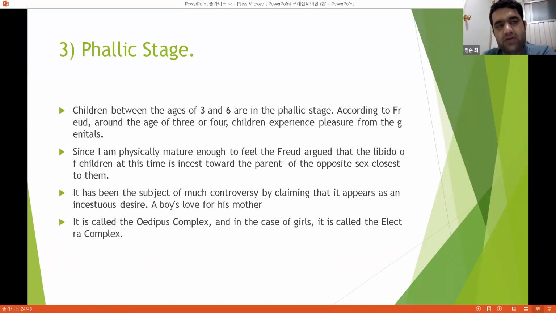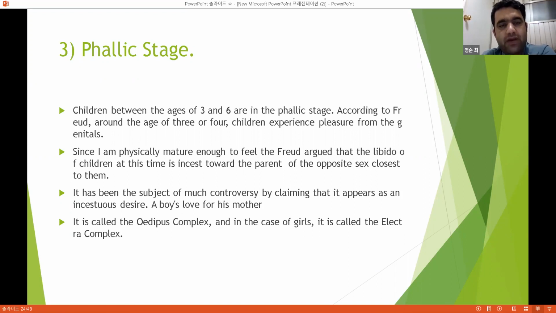Phallic stage. Now we want to understand what the phallic stage is. Children between 3 years and 6 years old are in the phallic stage, according to Freud. Around the age of 3 or 4, children experience pleasure from the genitals, since they are physically mature enough to feel it. Freud argued that the libido of a child at this time is an incestuous desire toward the parent of the opposite sex closest to them, and it has been the subject of much controversy.